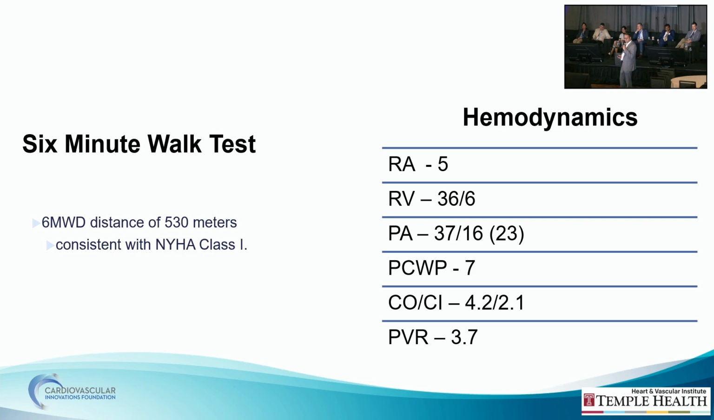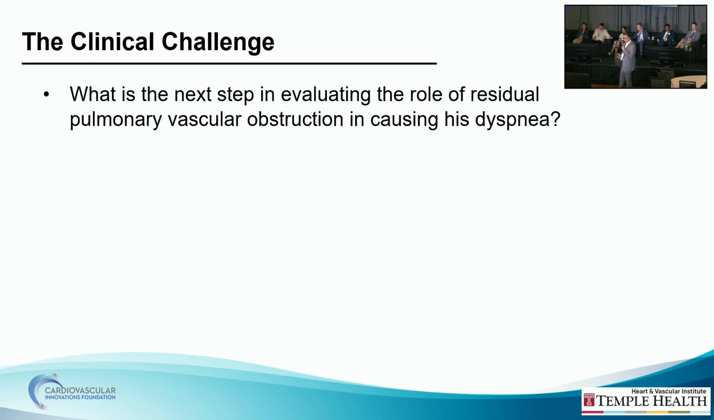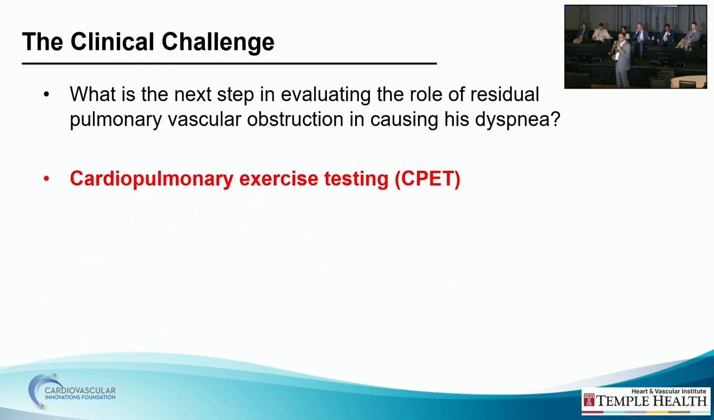So his 6-minute walk distance was 530 meters, which was consistent with NYHA class 1 symptoms. His mean PA pressure was 23, and his PVR was 3.7. So the clinical challenge here is, how do we know whether this pulmonary vascular obstruction is causing his dyspnea or not? And the best way to answer that question is to do cardiopulmonary exercise testing.